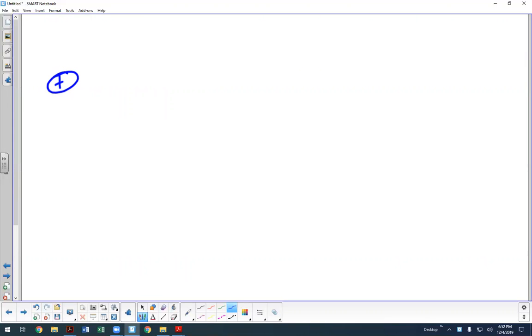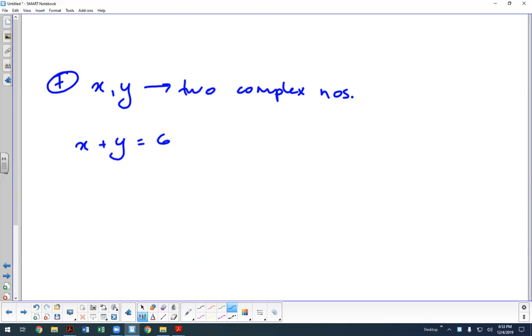So two complex numbers, let's call them x and y. They're telling us the sum of the two numbers is 6, right? And the product of the two numbers is 10. So that's actually what your equations end up looking like. So what do you think we need to do to solve something like this?